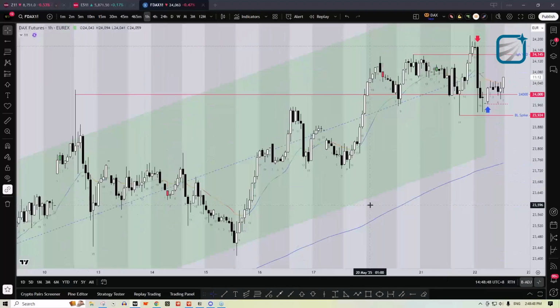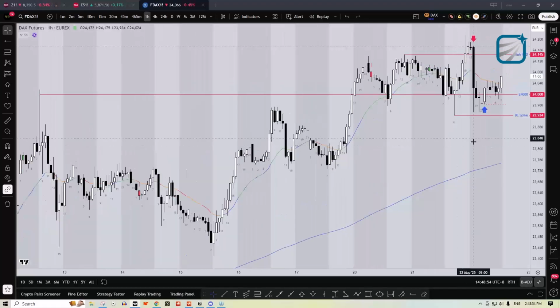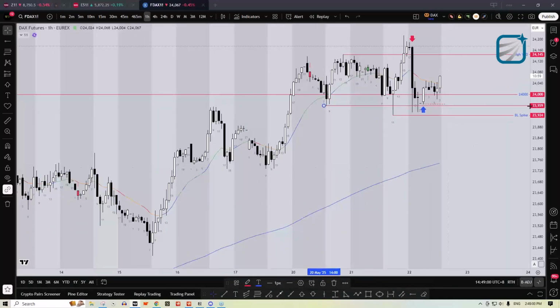Okay, I've spent too much time on DAX, haven't I? Okay, I can get rid of this channel. We've seen the channel. So we're in a trading range, maybe 23,950, 24,000. So we might have some climactic moves up and down.